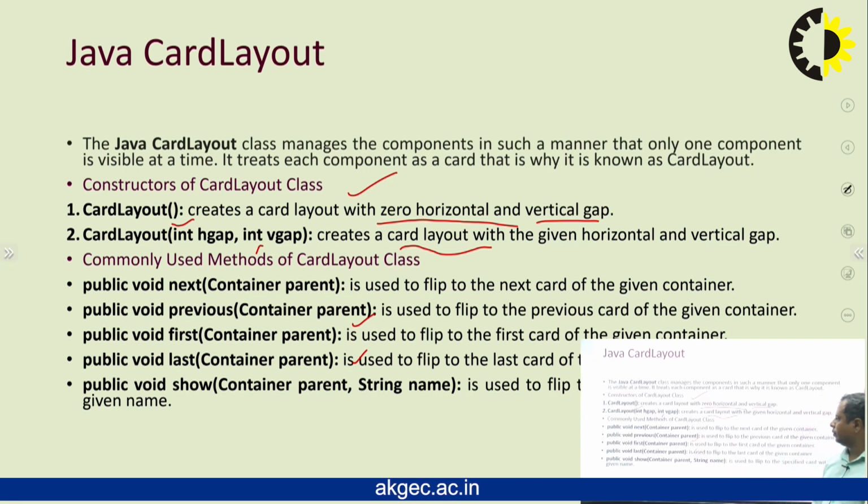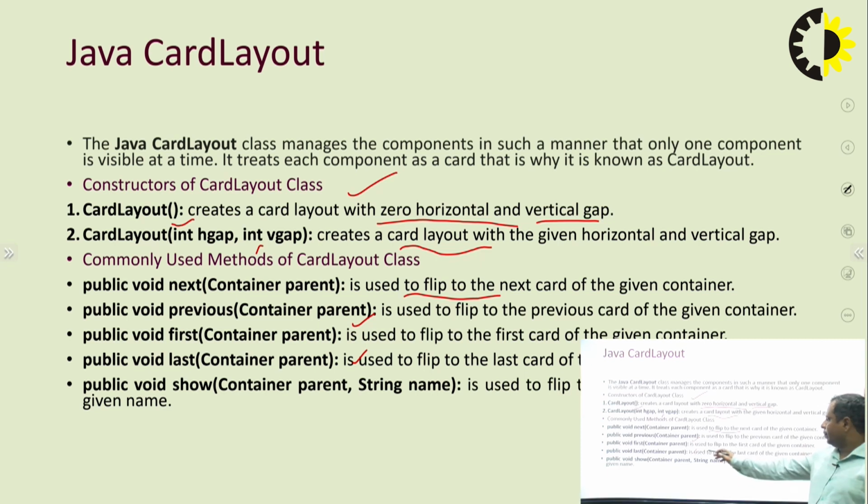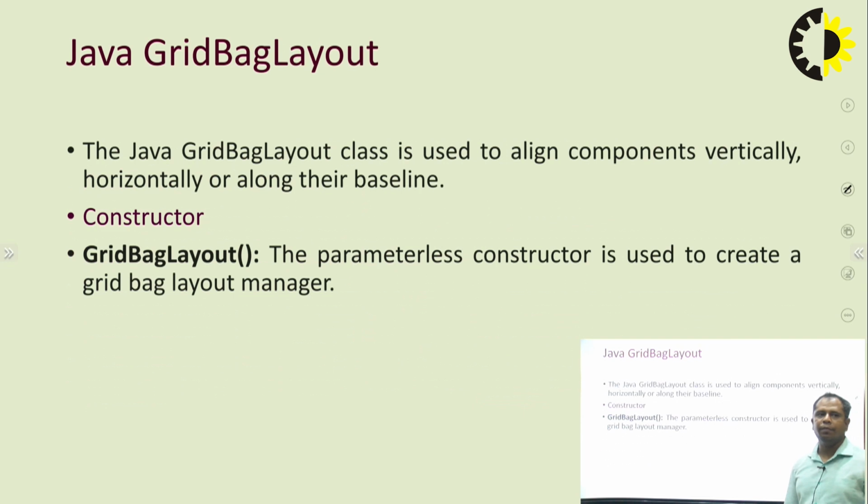First, the next method is used to flip to the next card of the given container. Previous is used to flip to the previous card of the given container. First is used to flip to the first card of the given container. Last is used to flip to the last card of the given container, and show is used to flip to the specified card with the given name.